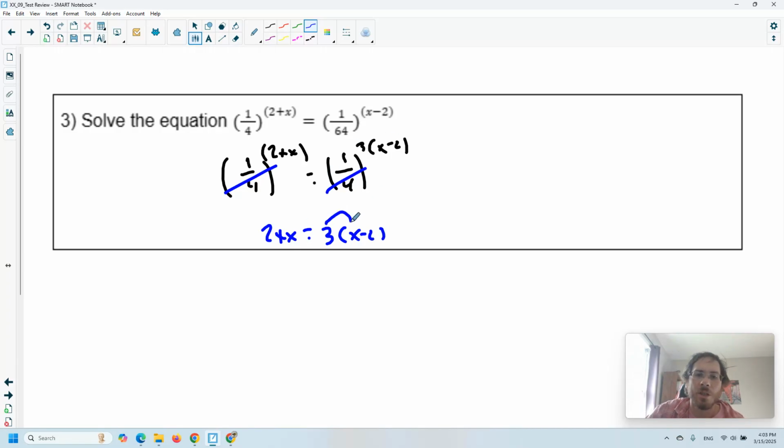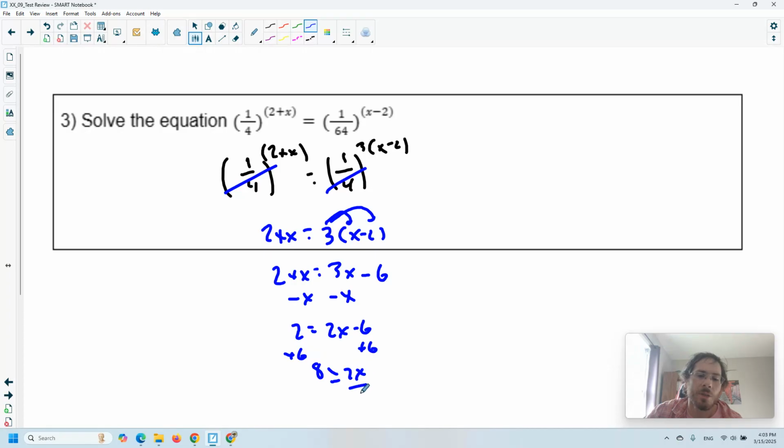And again, this is just a nice little quick equation from Unit 1. So 2 plus x, when we distribute, we get 3x minus 6. We have to get all the x's on one side, so I'm going to subtract x on both sides to get 2 equals 2x minus 6. We'll add 6 to both sides to get 8 equals 2x, and then we'll divide both sides by 2 to get 4 equals x. And so that's our value.